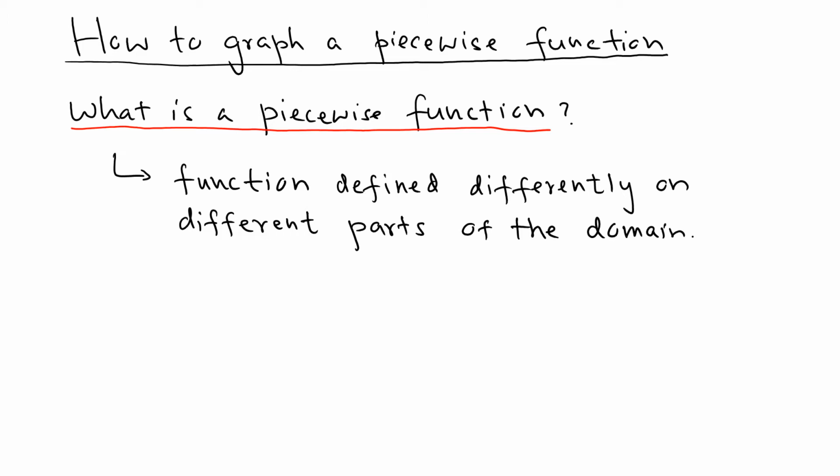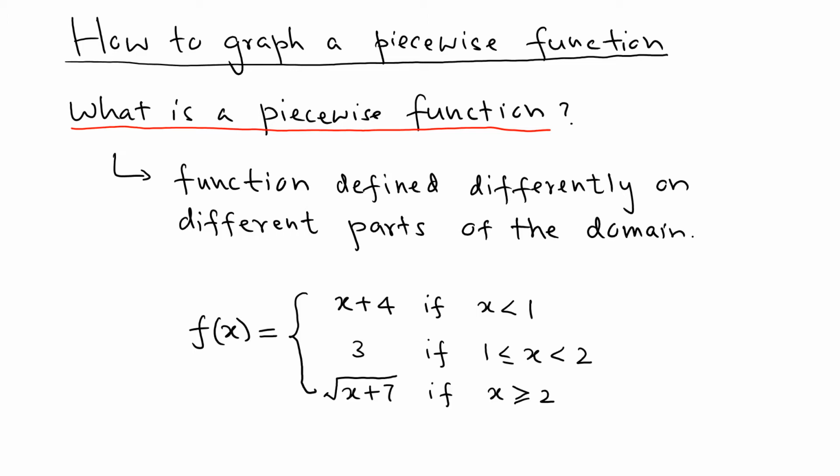So for example, we can look at this function. The first part, that means for x less than 1, it is x plus 4. So it is y equals x plus 4 when x is less than 1. Between 1 and 2, it is y equals 3, because that's a y value. So y equals 3 between 1 and 2, including 1 without 2. And for any value greater than 2, the function is y equals square root of x plus 7. So you can see there are three different functions for three different parts of the domain.